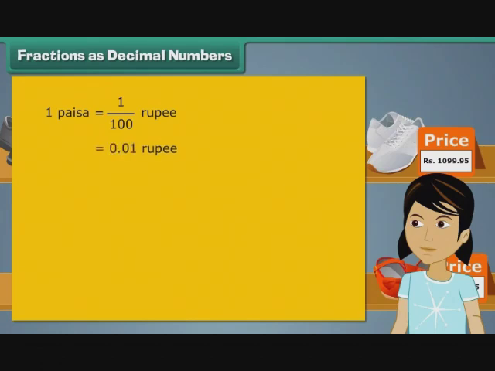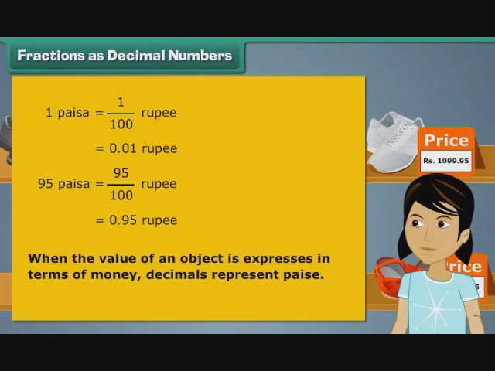0.01 rupee. Therefore, 95 paise form 95 by 100th of a rupee. We can express 95 paise as 0.95 rupee. Therefore, the decimals in the footwear stood for paise. When the value of an object is expressed in terms of money, the decimal represents paise.